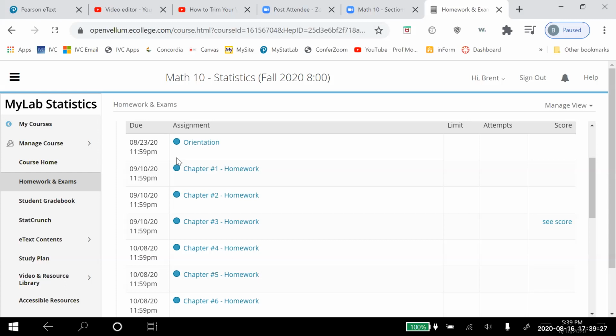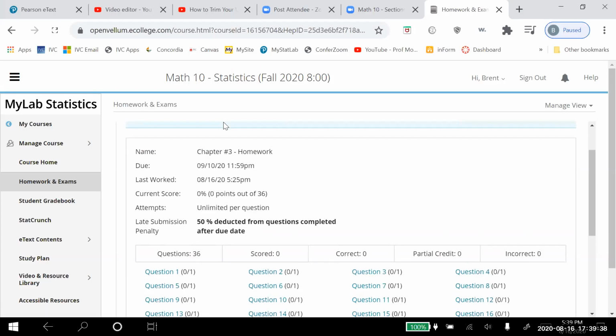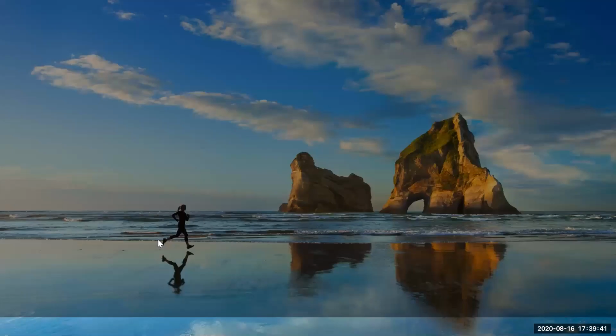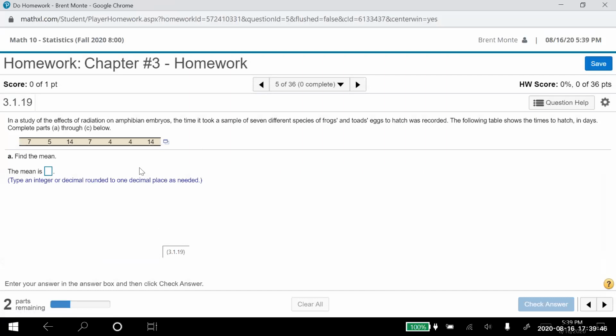Don't finish chapter 1 homework and say, oh, I'm done. You're not done until you do 1, 2, and 3. But this is in chapter 3. So let's take a look in there. We'll click in there, and I'm going to go into problem 5. Now, problem 5 is going to give me some data. It says, in a study of the effects of radiation on amphibian embryos, the time it took a sample of 7 different species of frogs and toads' eggs to hatch was recorded. The following table shows the time to hatch in days. Complete parts A through C below.